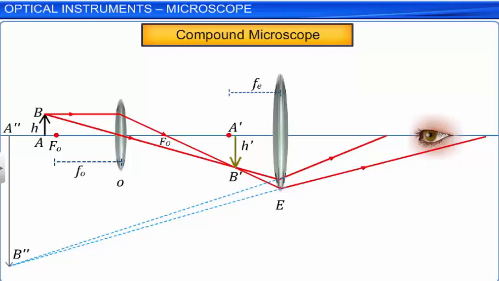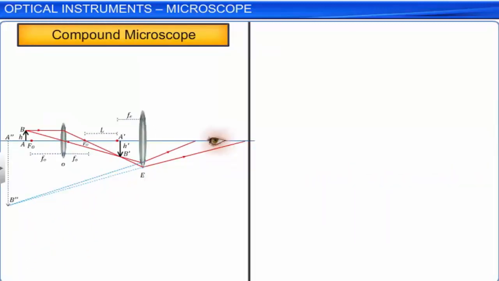If MO is the magnification due to the objective and theta is the angle that the ray refracted by the objective makes with the principal axis, then MO is equal to h' by h, and tan theta is equal to h by FO, which is also equal to h' by L. From these two equations, we get MO is equal to L by FO. Let this be equation 7.